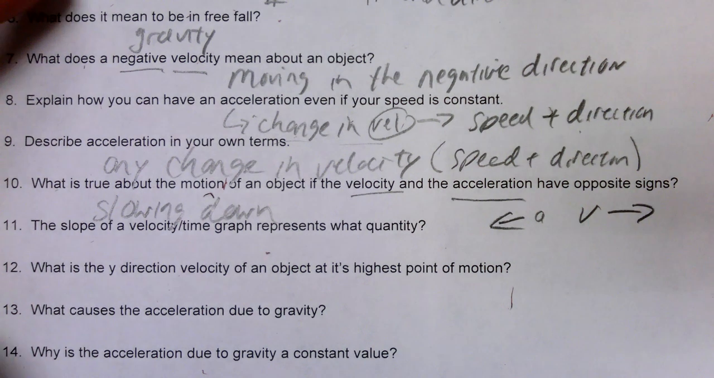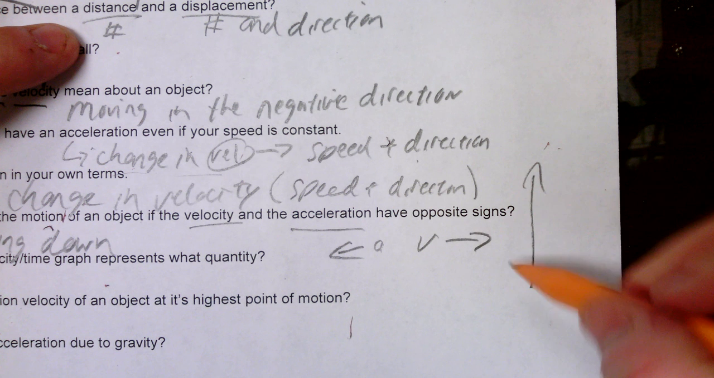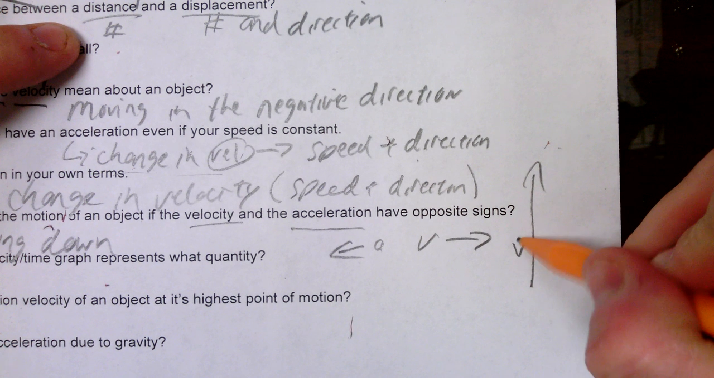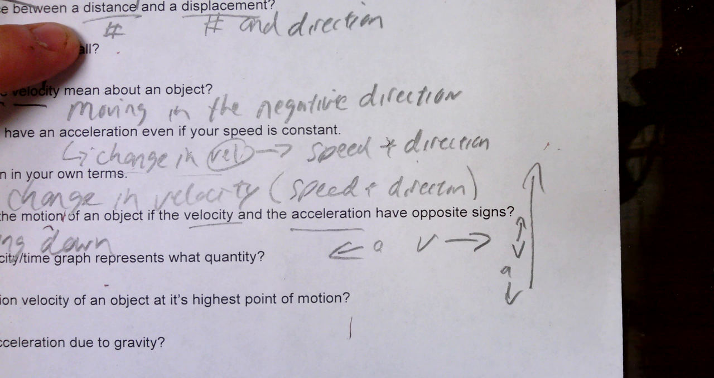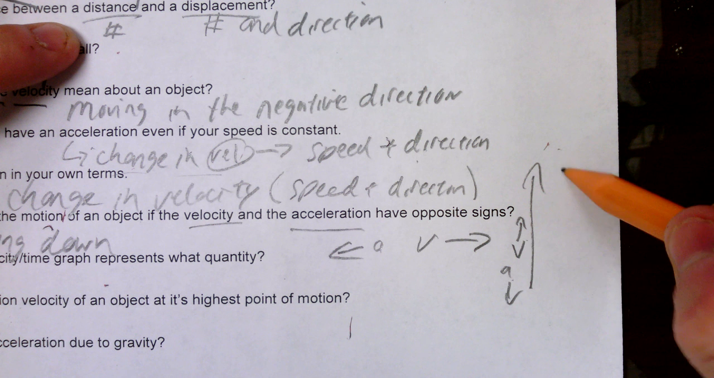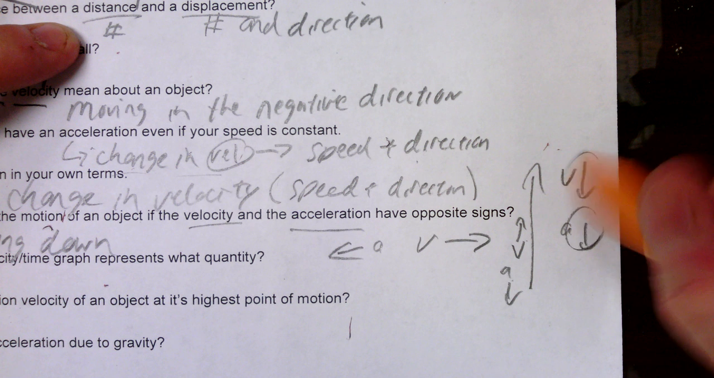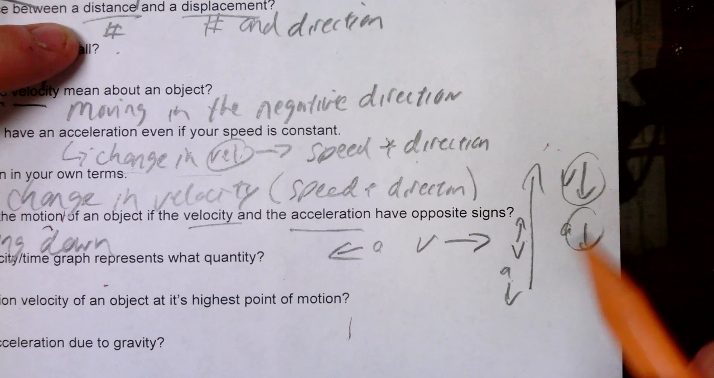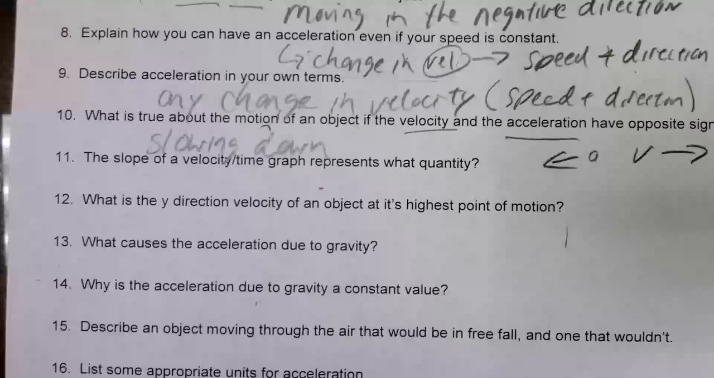And now it doesn't matter, even if you think about something in free fall, as you're moving up, the velocity is going that way, but the acceleration is going this way. They're opposite one another. The acceleration is going to work against the velocity and slow it down. When you get over here, your velocity is now going down. Your acceleration is also, well, now they're working together. They have the same sign. And in that case, they would be speeding up.